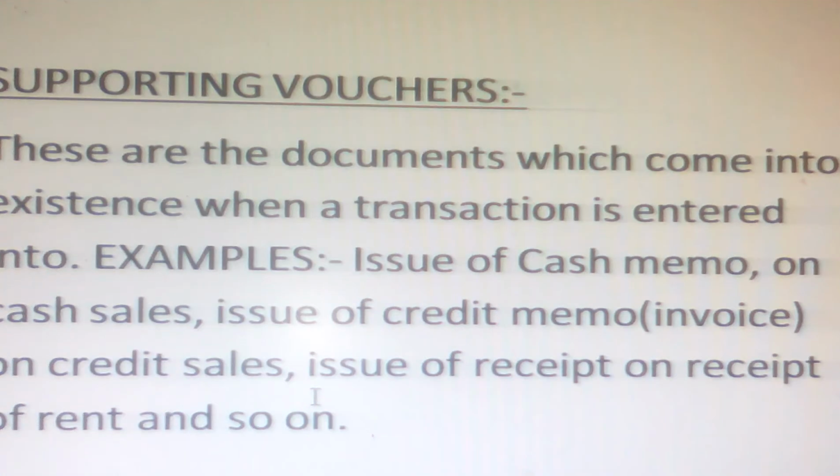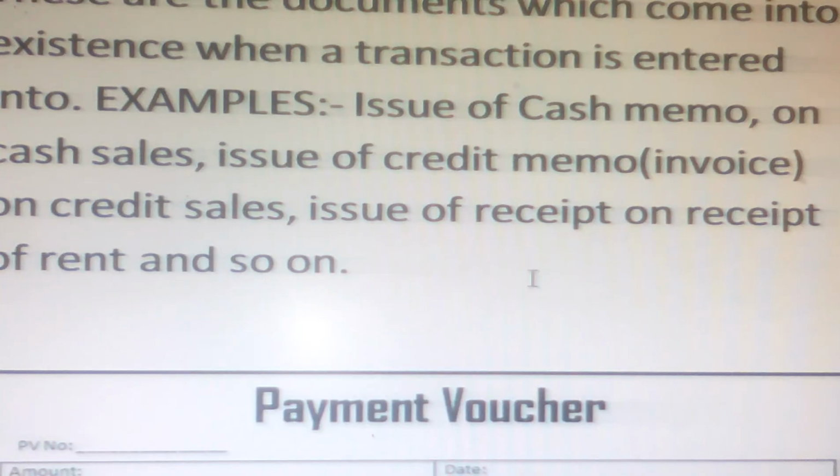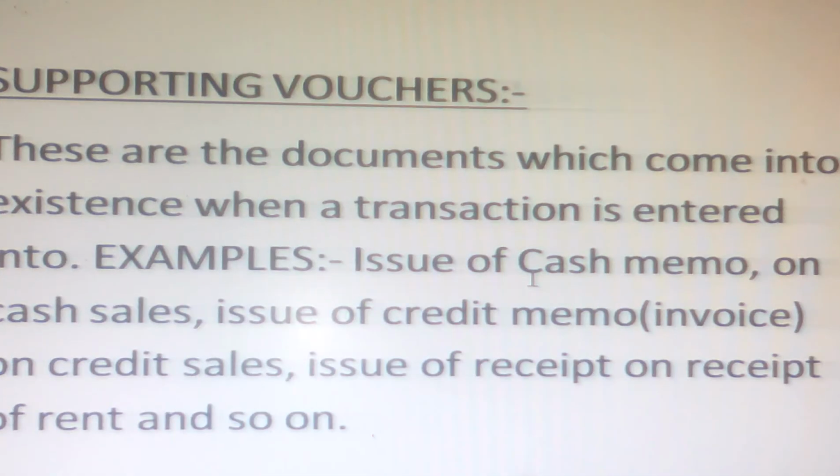Here, the supporting vouchers. These are the documents which come into existence when a transaction is entered into. That's why they are called supporting vouchers. For example, issue of cash memo on cash sales, issue of credit memo like an invoice on credit sales, issue of a receipt on receipt of rent, like that. That's why the supporting voucher is very, very important.